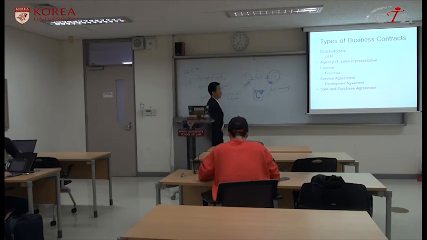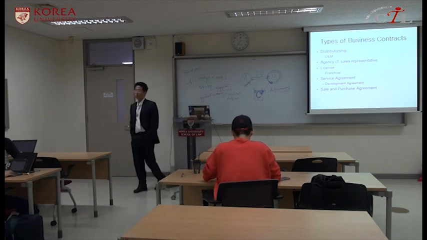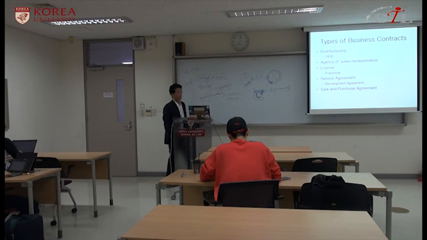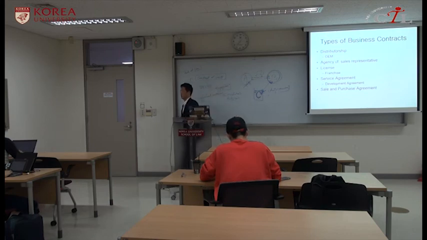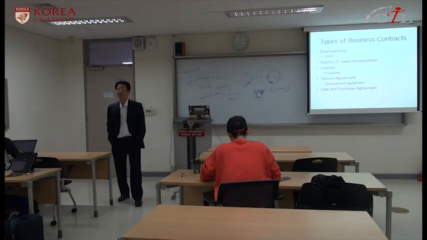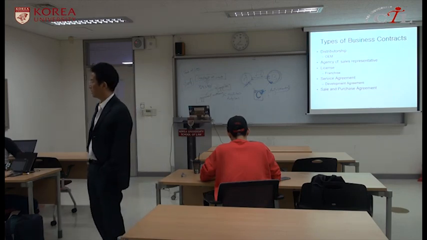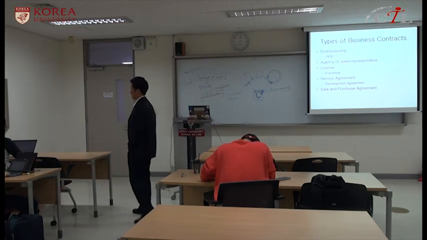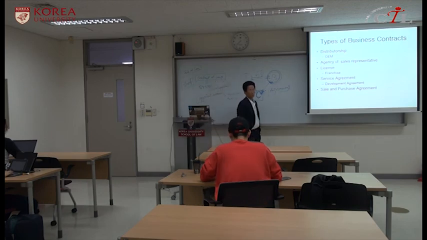And license is for intellectual property. Franchise is one form of license agreement. A lot of people think it is different from license, but it is a subgroup within a license agreement. Lease agreement can be similar to license agreement as well. Service agreement, you know what that is. Now development agreement is a subgroup of service agreement, where the service results in intellectual property. So if the service is for developing new technology or new contents, then that contract is called a development contract. Sale and purchase, well, you know that already.